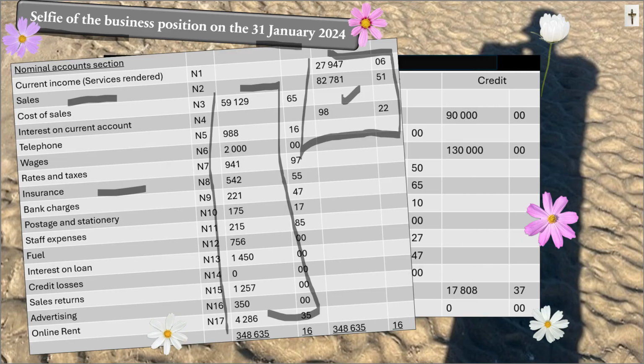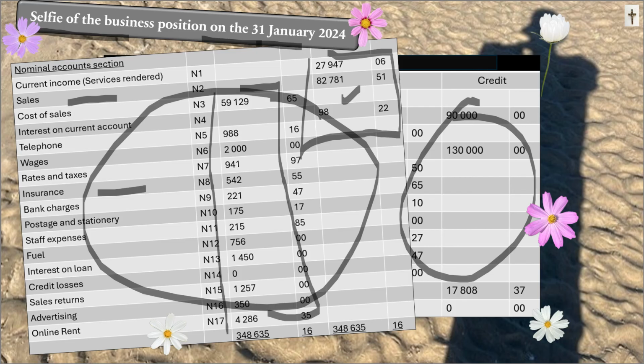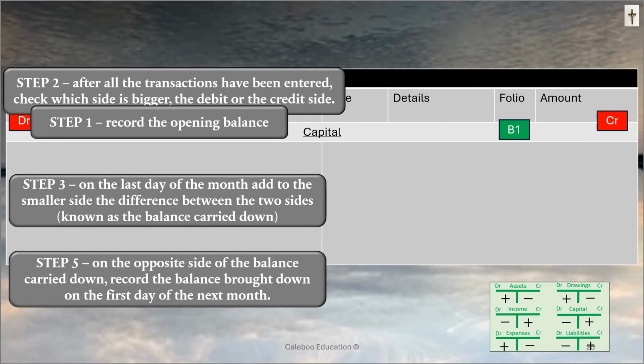So let's move on. Remember, this information on this page gives me the opening balances for each general ledger account. Let's now use the steps to balance the capital account. Step 1, record the opening balance. Where do we get the opening balance from? The previous month's trial balance.